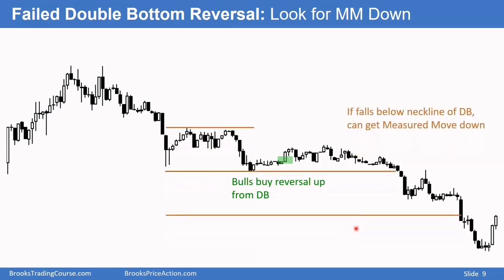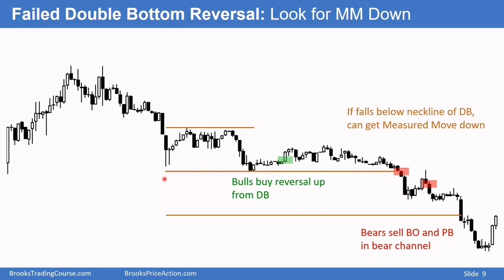And traders therefore will start to wonder if the double bottom will fail and the market will fall for a measured move down. Traders will look to sell on a breakout below the double bottom, and they'll look for a measured move down. They'll sell below that low, looking for a measured move down. We have a pretty good breakout. Probably we'll get a second leg down.